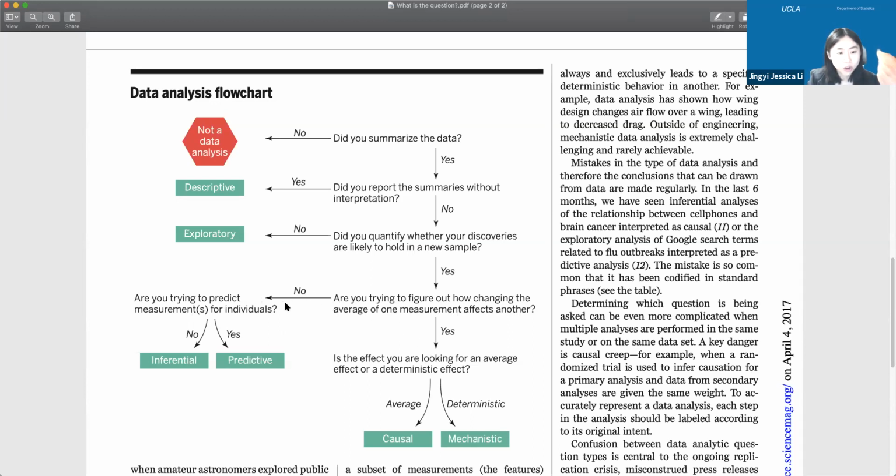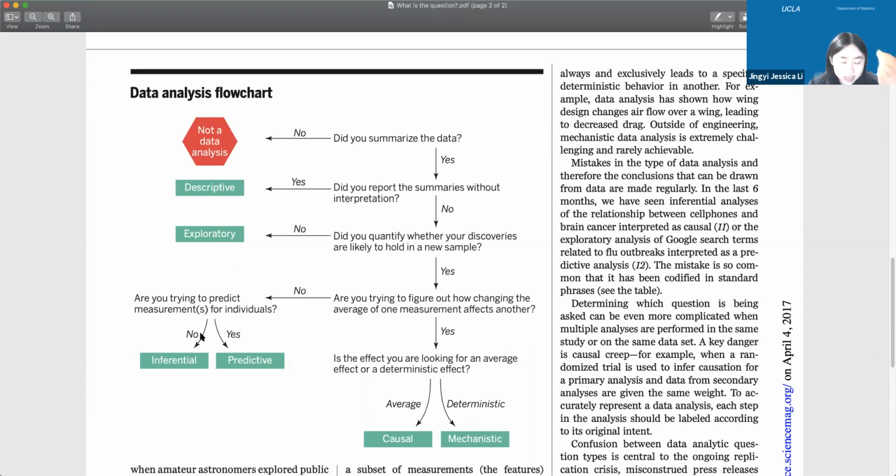So let's say that we go left first, okay? So you're not trying to figure out how changing the average of measurement affects another. So then here the question is, are you trying to predict measurement for individuals? So in other words, here, you're not trying to say something, so I think this question here is not very crisp clear as it is, but I want to add my own interpretation. So if we go left, we are going to say a general trend behind our data. So it's not about what we see, but we want to go deeper into what we see. So we're not talking about individual data points, but we're talking about the data set as a whole thing.